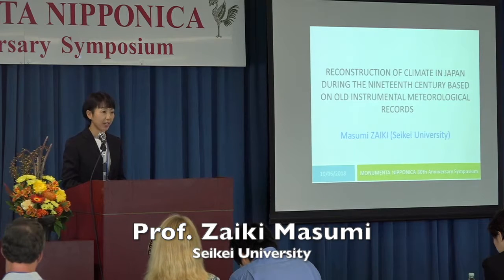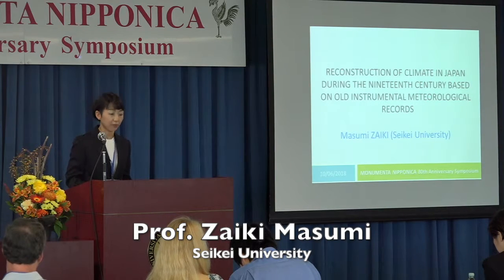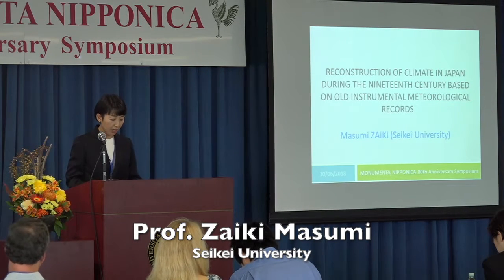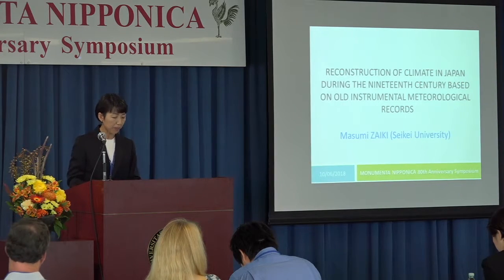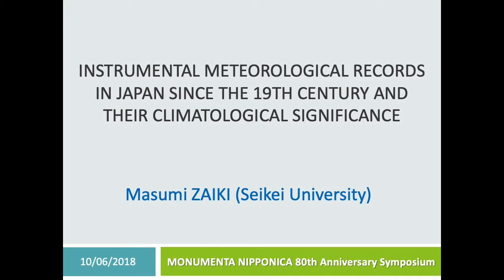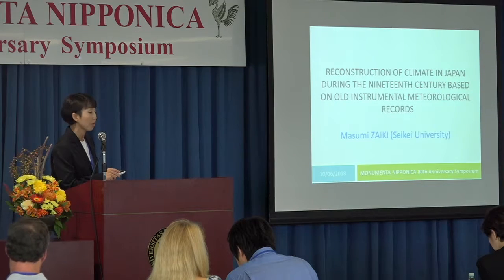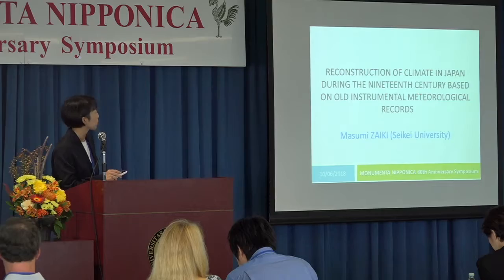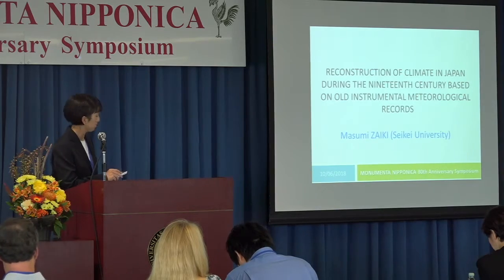I'm Masumi Zaiki, climatologist in the field of physical geography. Today, I'd like to talk about reconstruction of past climate, with the title, Reconstruction of Climate in Japan during the 19th century, based on old instrumental meteorological records.